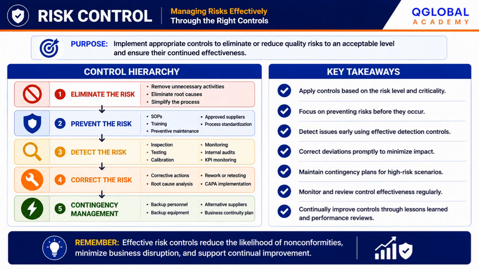The key takeaway is to apply controls according to the level of risk, focus on prevention whenever possible, detect problems early, correct deviations quickly, maintain contingency plans for high-risk situations, and continually improve controls through regular reviews and lessons learned. Effective risk control minimizes nonconformities, reduces business disruption, and supports continual improvement.